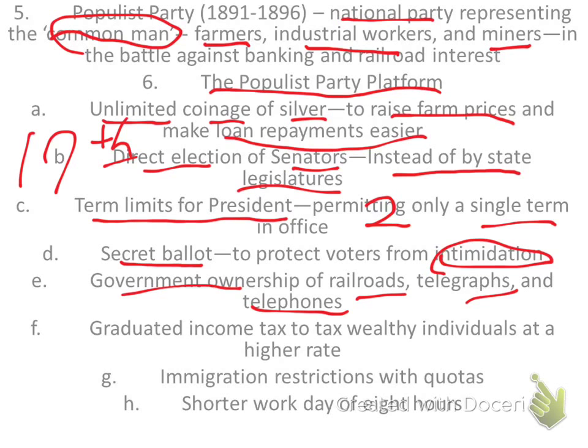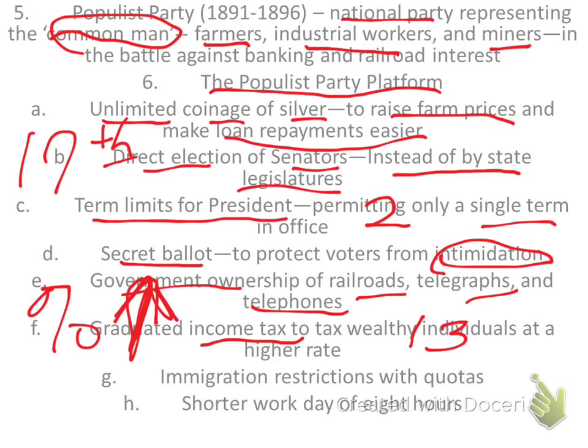Letter F, graduated income tax. All that means is the more you make, the higher percentage you pay. That's supposed to be a little arrow up. Yes. So you make more money, you pay a higher percentage. This comes about in 1913 with the 13th Amendment. The most evil amendment of all time.